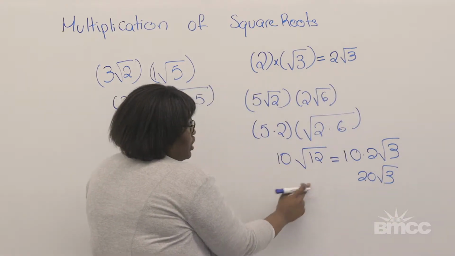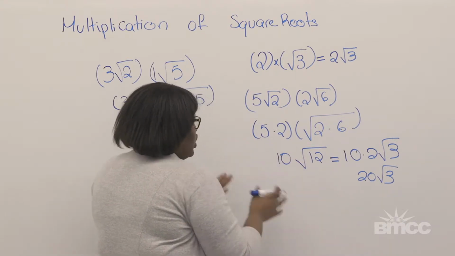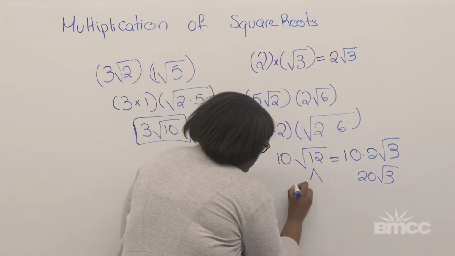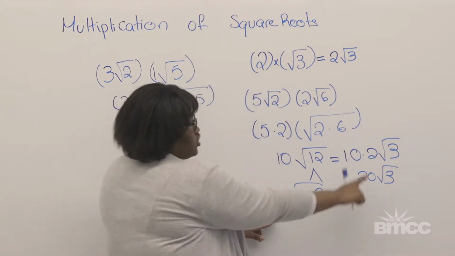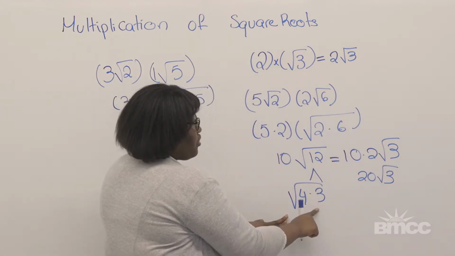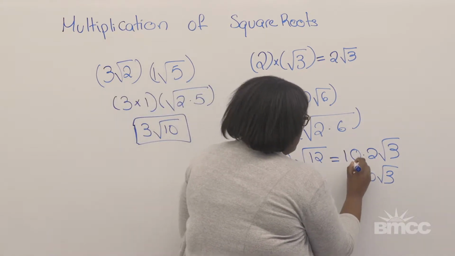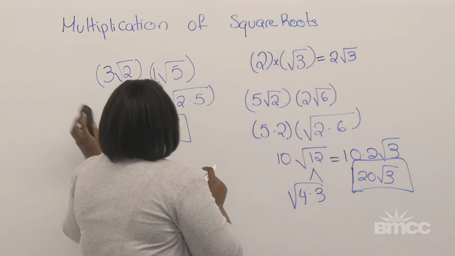Again, when we take the square root of 12, we know a perfect square is 4 times 3. If I were to write this out, this would be the square root of 4 times 3, which would give us 2 times the square root of 3. Because we can't reduce 3, we'll leave it as it is. And that would be 20 times the square root of 3 as our final answer.